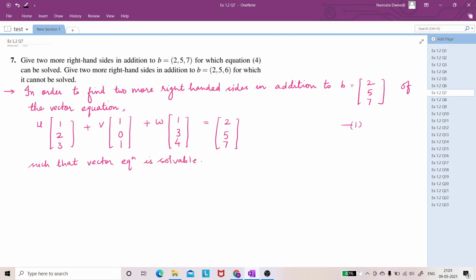Yes. Now let us consider the column vectors. So what are the column vectors? Namely, what is v1? v1 is equal to (1, 2, 3).